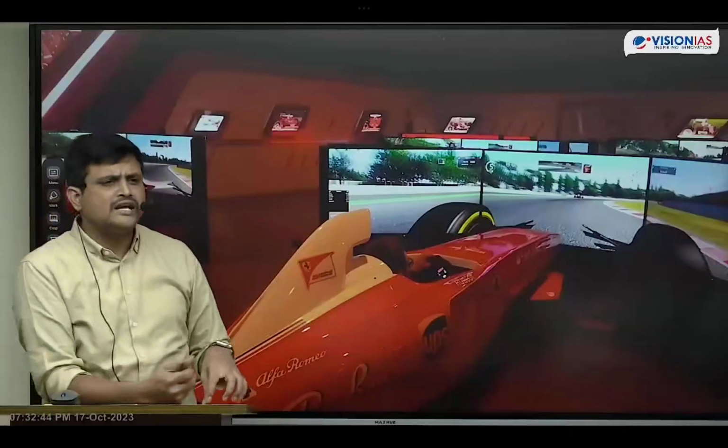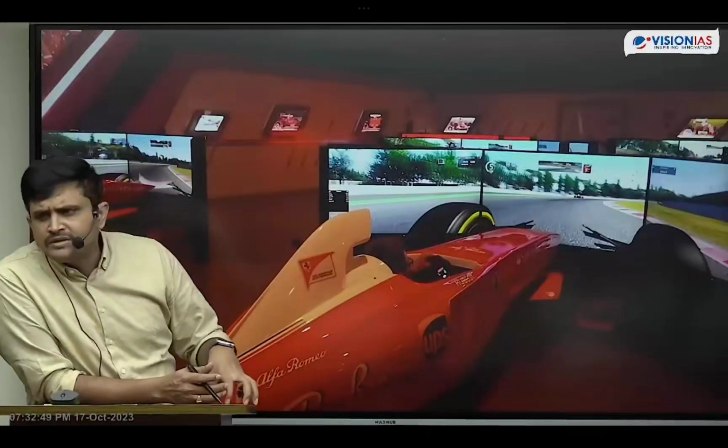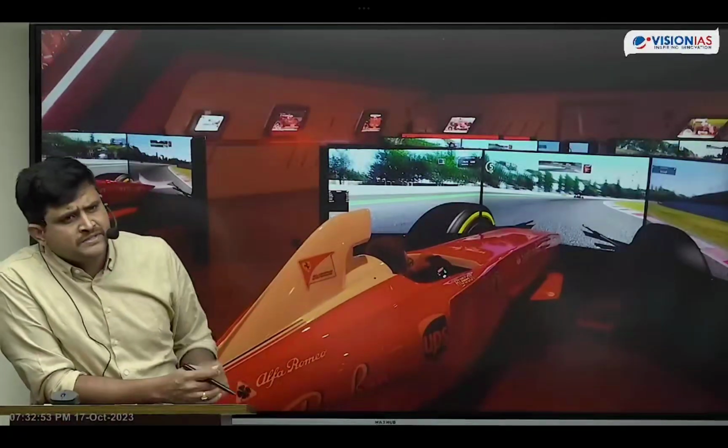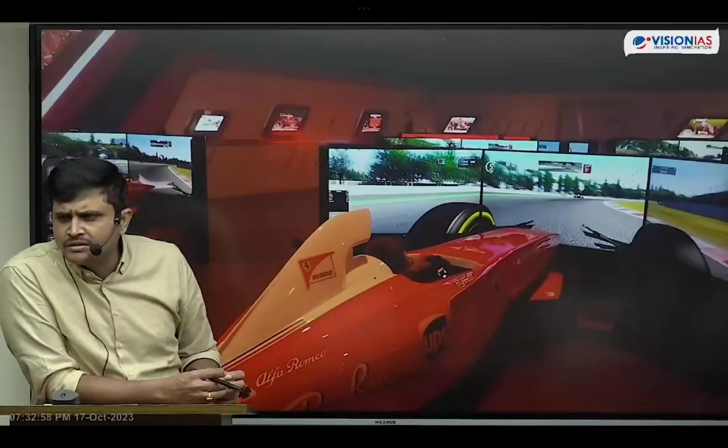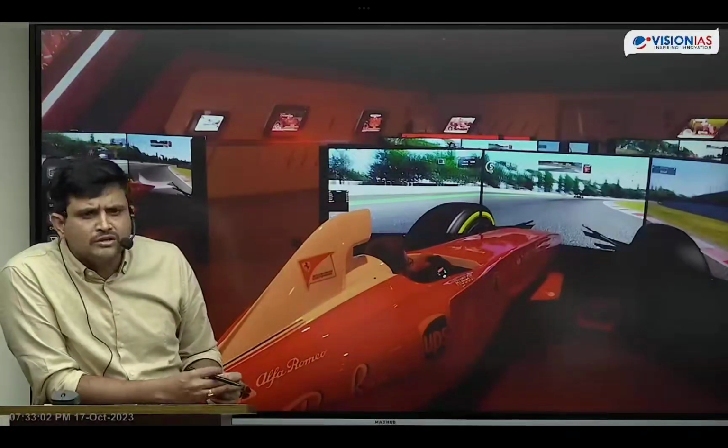Virtual reality and augmented reality can be used in gaming. Gaming we are using currently. In future we can use it for training purposes, training of different arms, training of different equipments. We can use augmented as well as virtual reality technologies.